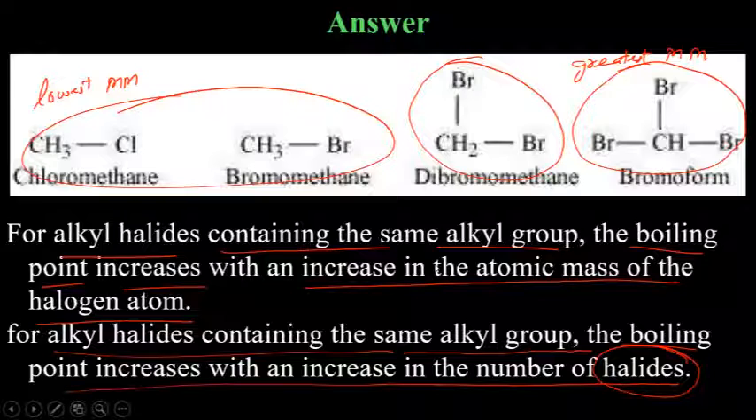Good. So for boiling point, one rule normally is sufficient, and that rule is the molecular mass. But if we are talking about polar and non-polar, then obviously the non-polar ones will have minimum boiling point as compared to polar ones. Clear?